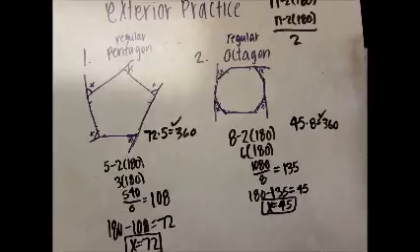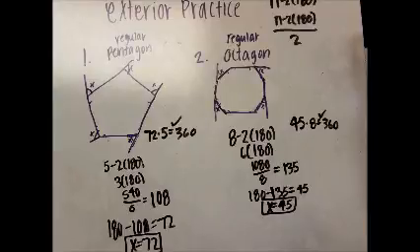For the regular pentagon, you do 5 minus 2 times 180, and that is 3 times 180, which equals 540. Then you divide that by the number of sides, which is 5, so that's 108. Then you subtract 180 minus 108, because a straight line is equal to 180 degrees, and that is 72. So x equals 72. And a way to check that is 72 times the number of sides, which is 5, and that's 360.